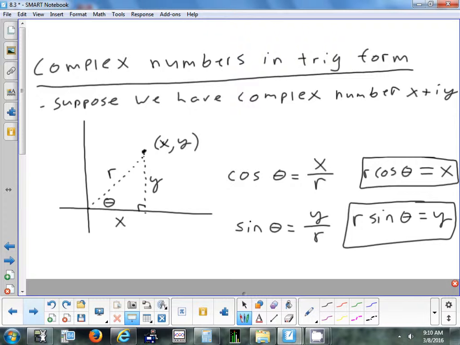If you've done any work with vectors, has anybody done work with vectors? In physics, you've probably seen formulas similar to this, breaking a vector into its horizontal and vertical components. That's kind of what we're doing here. And our next unit that we're going to start on Thursday is vectors, so this kind of leads into it a little bit.